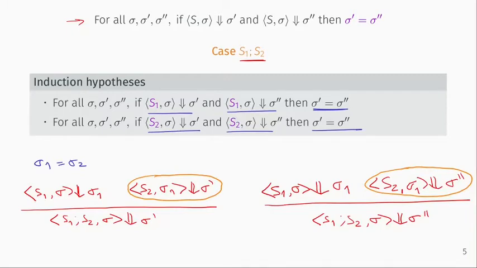So again, by induction hypothesis, we are saying that both final states have to be the same. So basically we're saying that sigma prime has to be equal to sigma 2, sigma second. So that means that sigma prime equals sigma second, which are the final states of both sequences, which is what we wanted to prove.